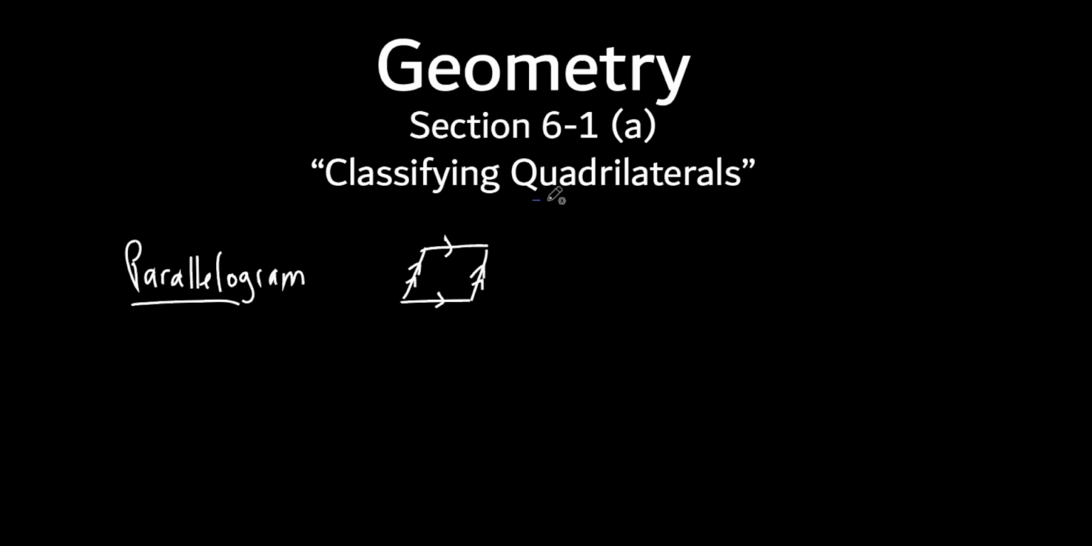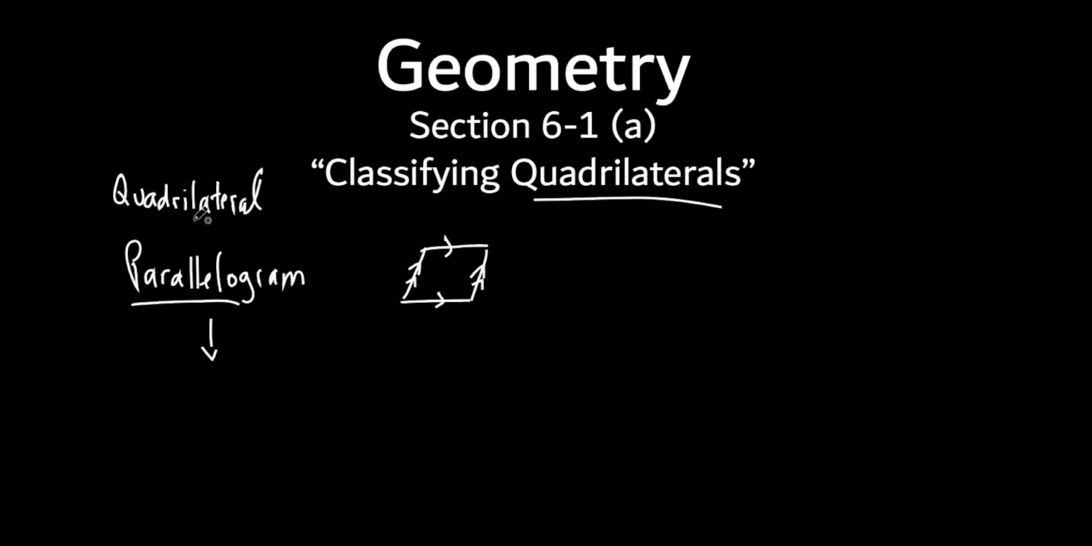So quadrilateral is the real big, what do I call it? A very general word for a four-sided figure. But then we get more specific as we go down. So that's the most general word for a four-sided figure, quadrilateral. Then you get a little bit more specific, and that's a parallelogram. And then you go down from there. So I'll make a little quadrilateral.